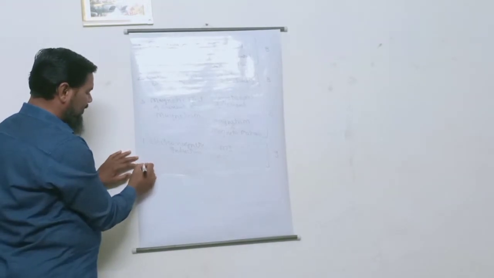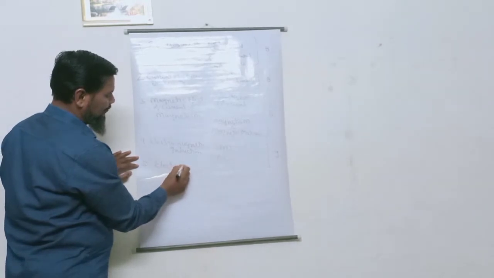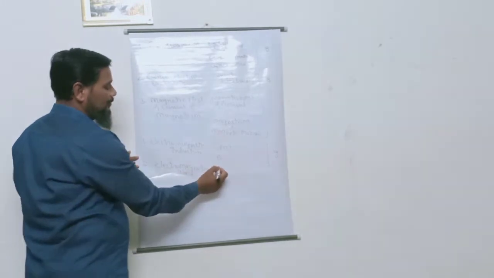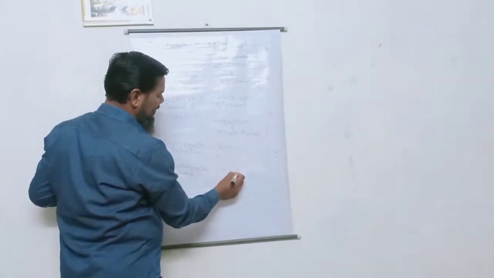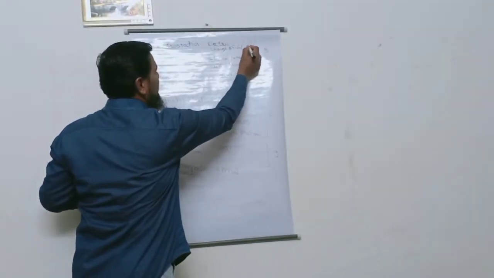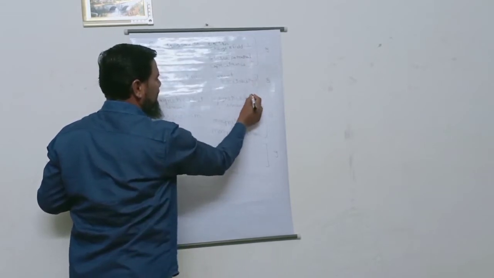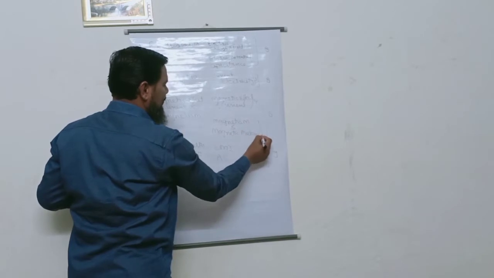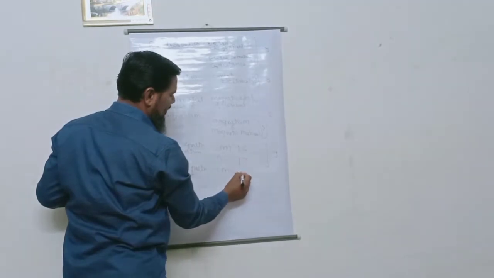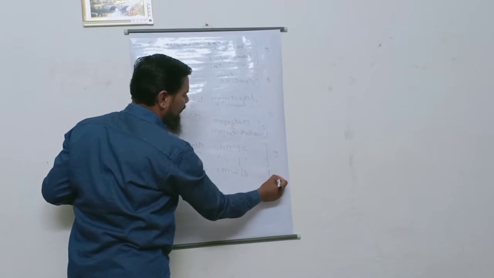Then unit number 5 is electromagnetic waves, EMW in NCERT. This is chapter number 8, and its weightage in the syllabus is 4 marks.